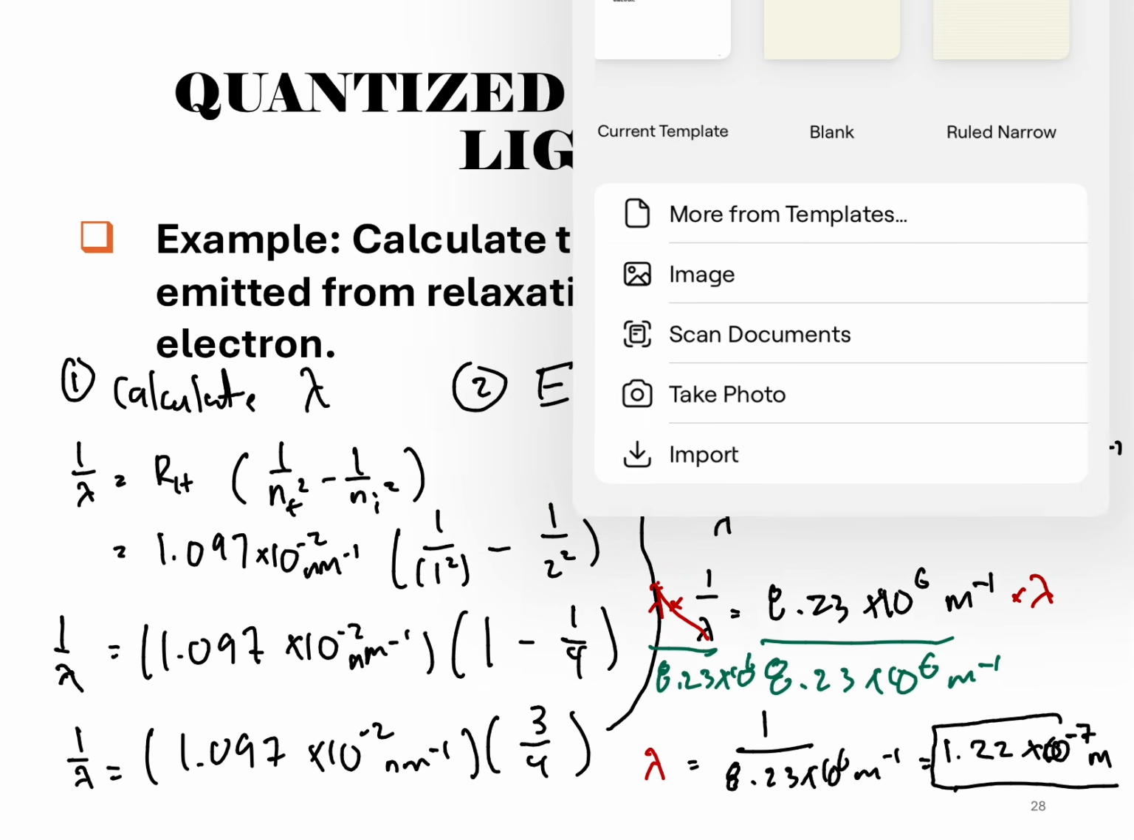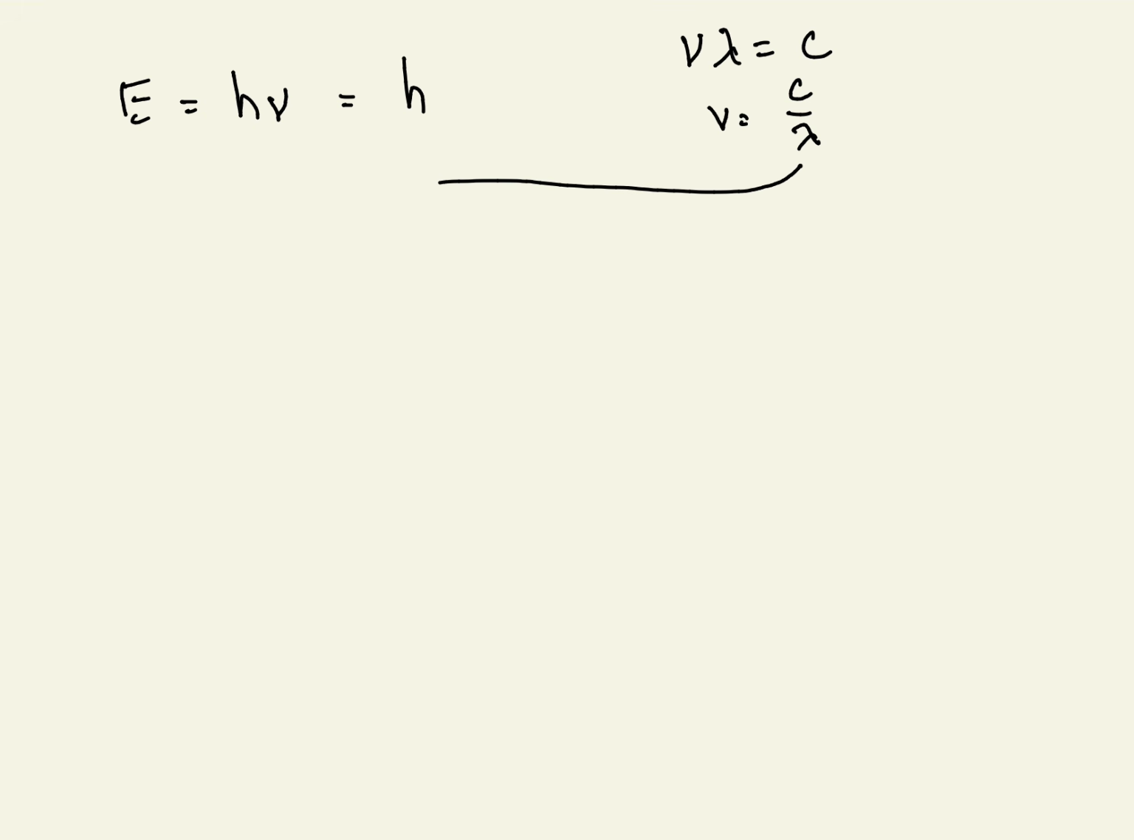This is the first step of the problem, because now we need to use this wavelength to solve for the energy of the photon, right? So we use E equals h nu, where nu times lambda is equal to the speed of light c, because it's a fundamental constant in our universe, which means that nu is equal to c over lambda. We can substitute this into our equation here to give us E equals hc over lambda.